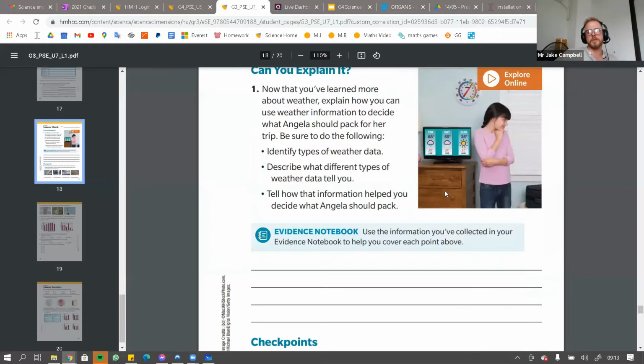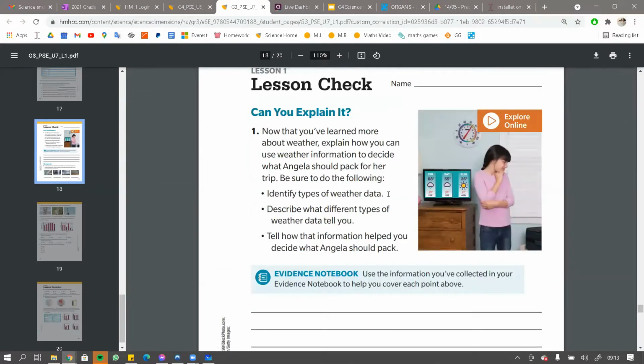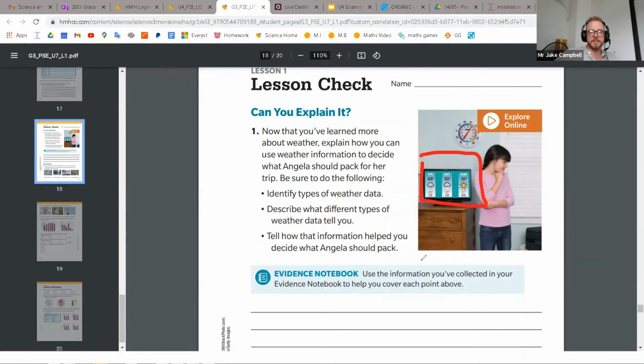Okay, so first thing we're going to do is look at the picture. Identify types of weather data. Okay, so Mickey, what weather data can you see? What are all of these? Are they wind directions? Are they rainfall? Or are they temperatures? They are temperature. Yeah, the temperatures. So that's one type of data we get, temperature. So these are weather symbols. Okay, so we are given the data of the temperature and the weather conditions. So that is the answer for this one. They're the different types of weather data we are given to make an answer.